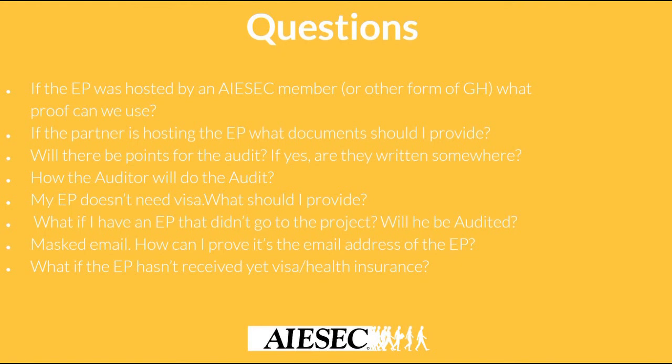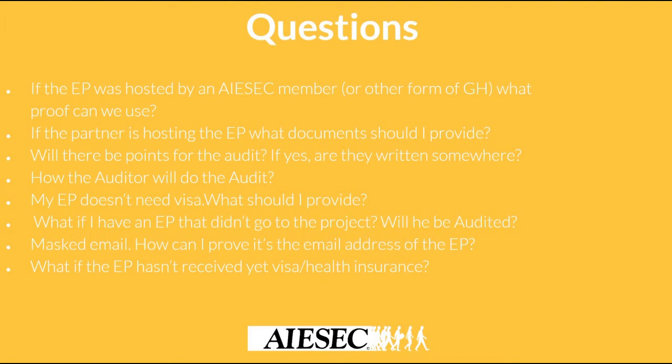Next one, what if I have an EP that didn't go to the project? Will he be audited? This is basically considered a break approve, so break approves will not be audited. On the other hand, break realization will be audited, but as I told you in the first slide, the audit is mostly about approvals and checking that every approved EP has everything ready to go to the project. So no, break approvals won't be audited, but you need to have the email that you have sent to the other LC through the sending or hosting entity, and their confirmation that they are okay with this break approval. Next one, masked email. How can I prove it's the email address of the EP? If it's a masked email that EXPA provides, in the Podio form fill in both the masked email and the normal email address of the EP so we can cross-check the information.